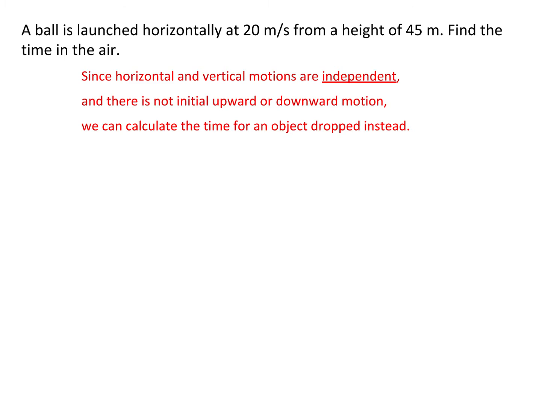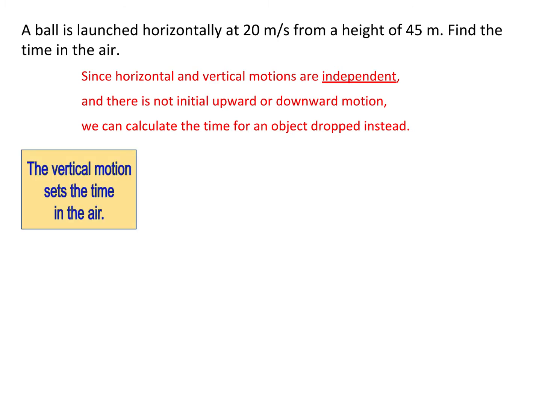Since the horizontal and the vertical motions are independent of each other, and there's no upward motion or downward motion to start, we can just pretend like the ball was dropped and temporarily ignore the fact that it's moving horizontally. So we're just going to use the vertical motion to find the time that it's in the air. We're going to start with our formula that involves distance, because we do know a vertical distance, 45 meters. And so this is going to be a useful relationship for us to use.